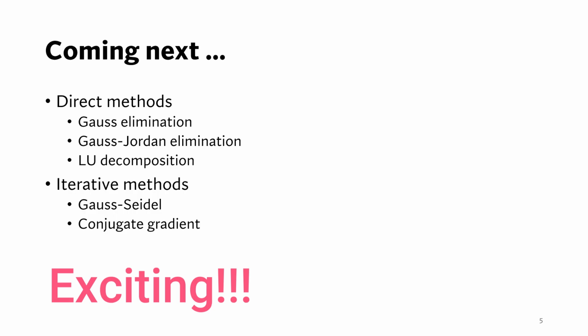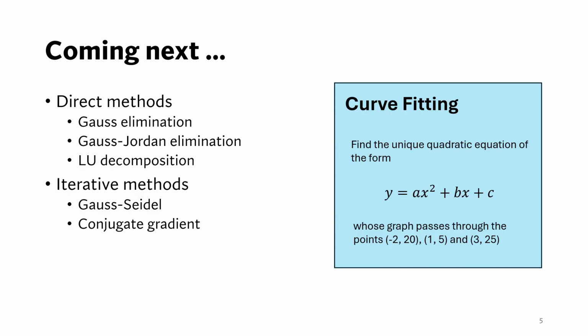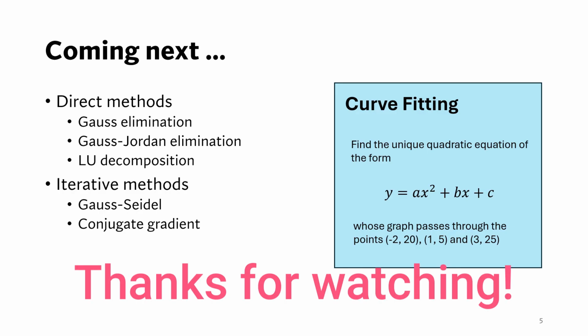We'll write and discuss Python codes for these methods and we'll use those codes to solve this curve fitting problem, in which we will find the unique quadratic equation of the form y is equal to ax squared plus bx plus c, whose graph passes through these 3 points: minus 2, 20; 15; and 3, 25.